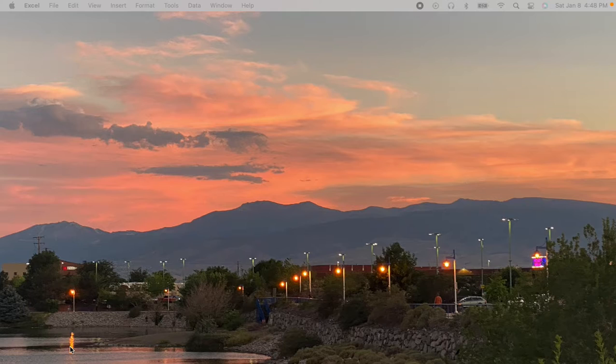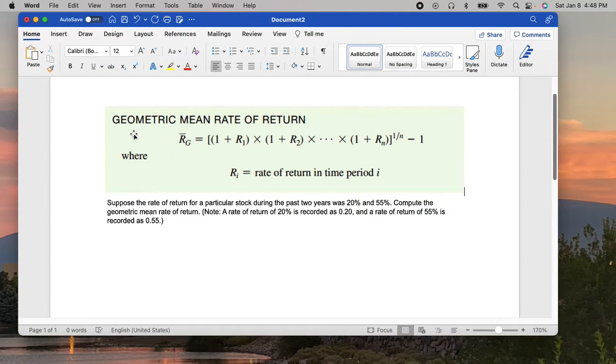Okay, first thing we're going to do is put this problem into a Word document so we can take a look at it. First, we have the geometric mean rate of return formula. R bar G equals 1 plus the rate of return 1, times 1 plus the rate of return 2, etc., to the 1 divided by the number of observations, minus 1.